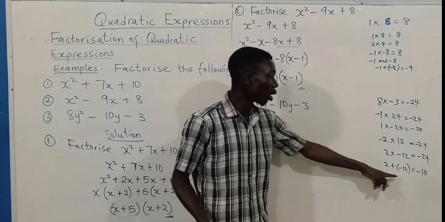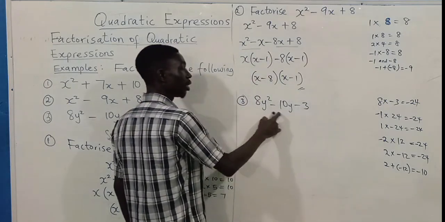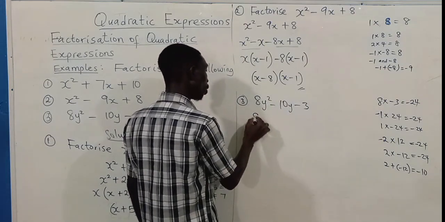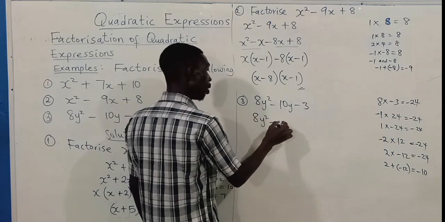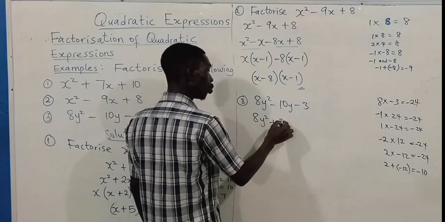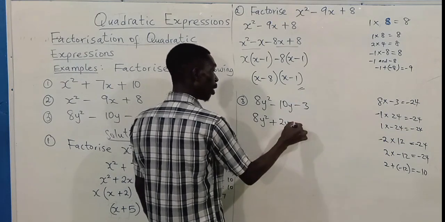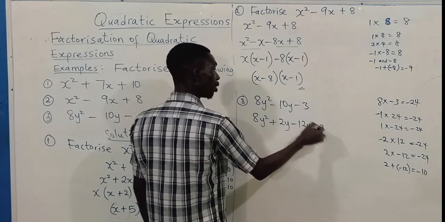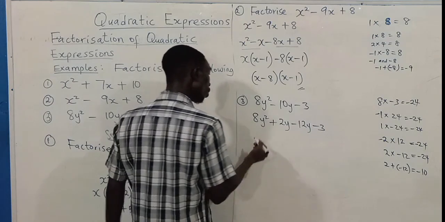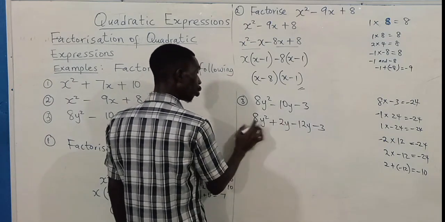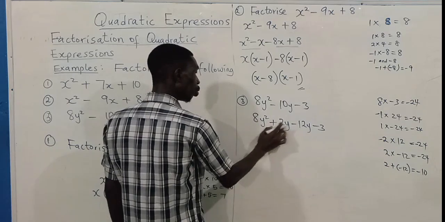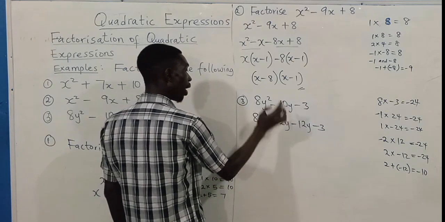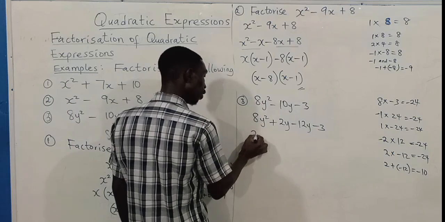So we are going to use 2 and minus 12 to replace this middle term. So we are going to get 8y squared plus 2y, and then minus 12y, and then minus 3. Then grouping, we are going to look at what is the HCF of 8y squared plus 2y. So the HCF is 2y.